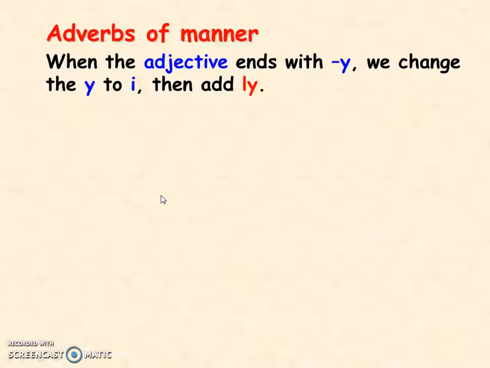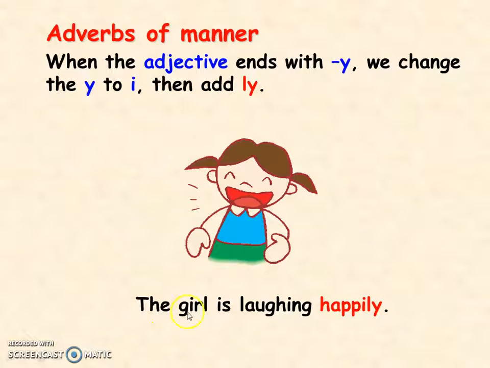So there are a few rules that you need to remember with adverbs. One of the rules is that when the adjective ends with a y, we need to take off the y and change it to an i, and then we add ly. For example, the girl is laughing happily. In this case, the adjective was happy, which ends with a y. So we need to take off the y, add an i, and then add ly.